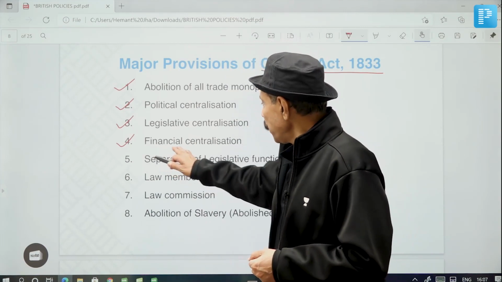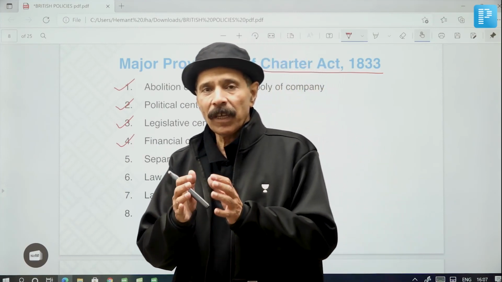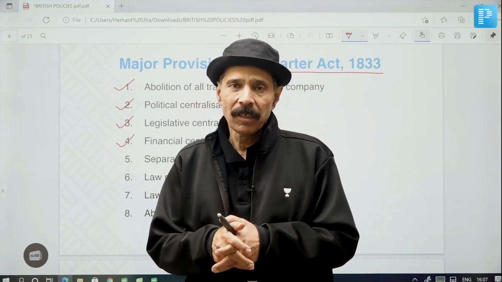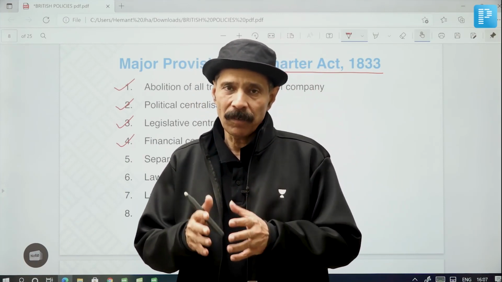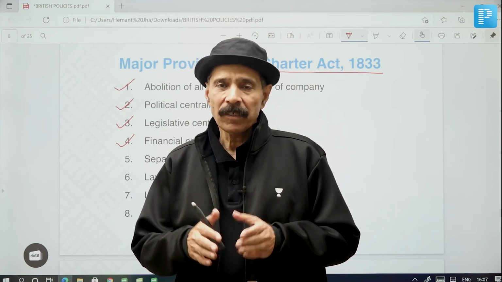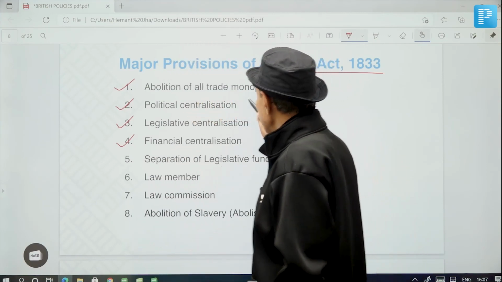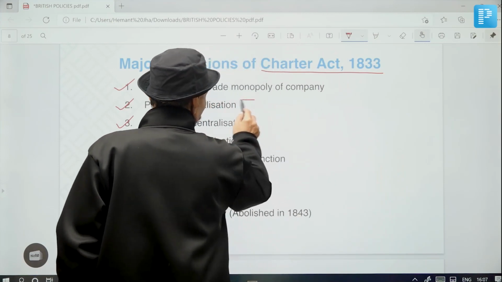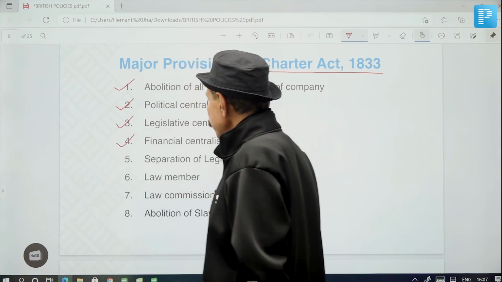And third, financial centralization. Under this, all financial powers were vested in the Governor General of India and his council. So this act had three dimensions of centralization: political, legislative, and financial.